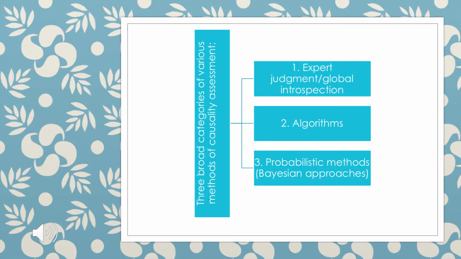So the causality assessment can be done by three methods. The first one is expert judgment, which is also termed global introspection, the second one is by using algorithms, and the third one is by probabilistic methods, which is also called the Bayesian approach.